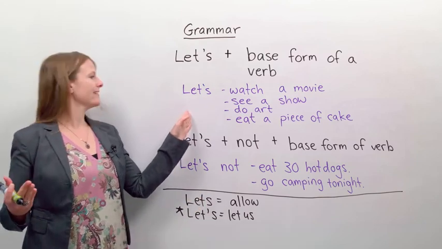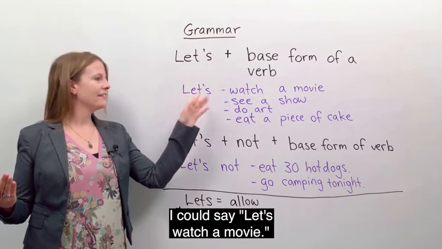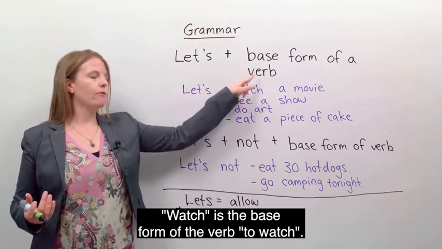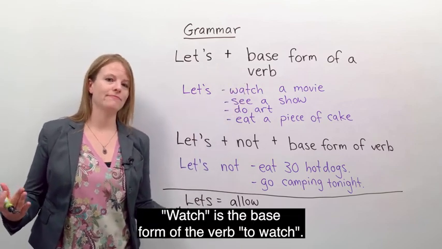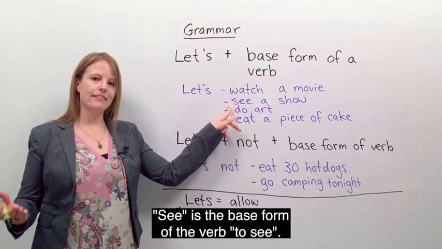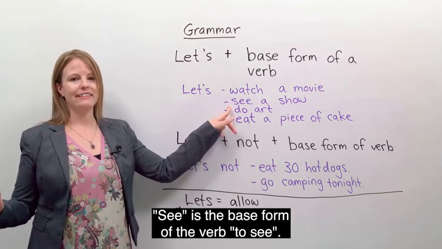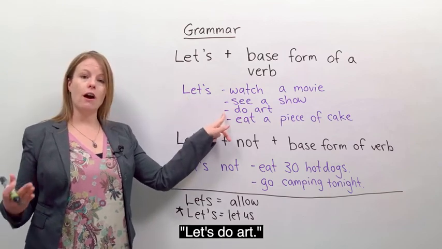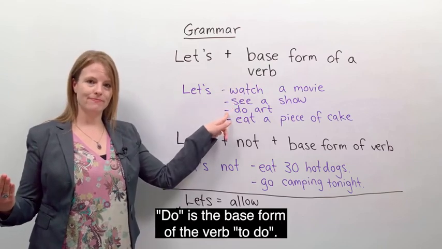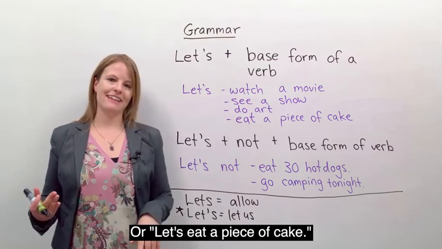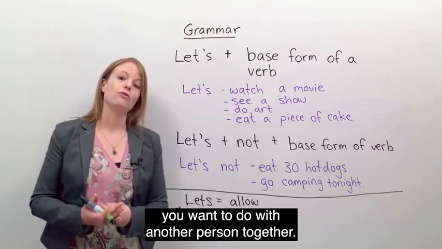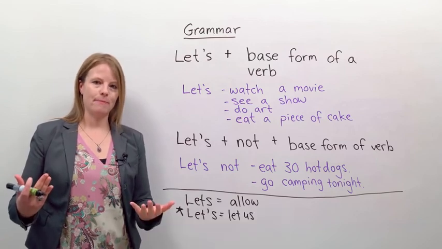So let's look at some examples. I could say, let's watch a movie. Watch is the base form of the verb to watch. I could say, let's see a show. See is the base form of the verb to see. Let's do art. Do is the base form of the verb to do. Or let's eat a piece of cake. And so again, these are all suggestions on what you want to do with another person together.